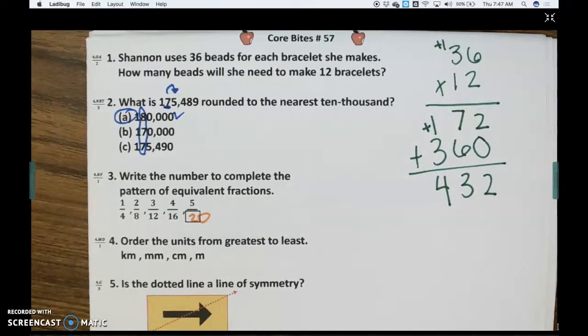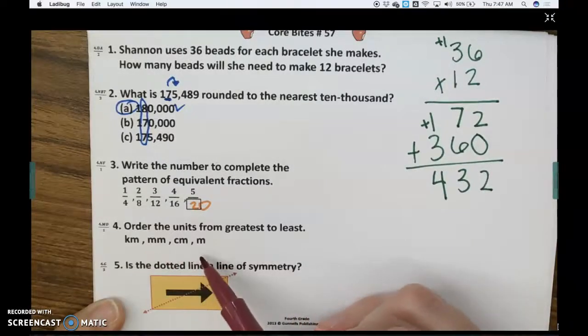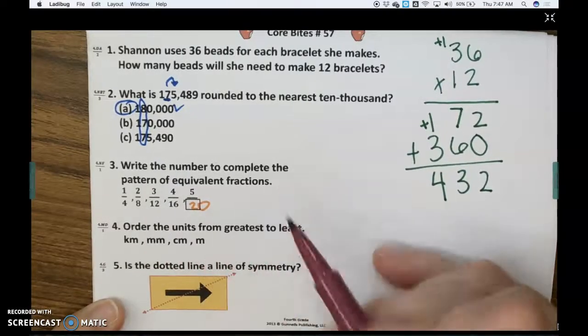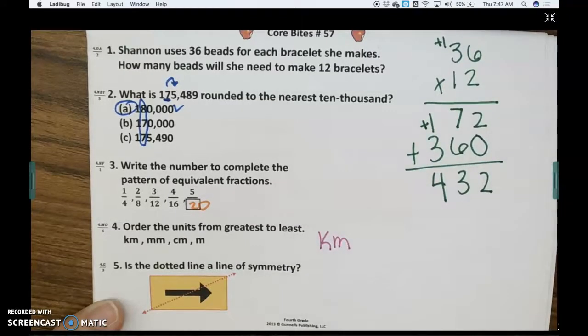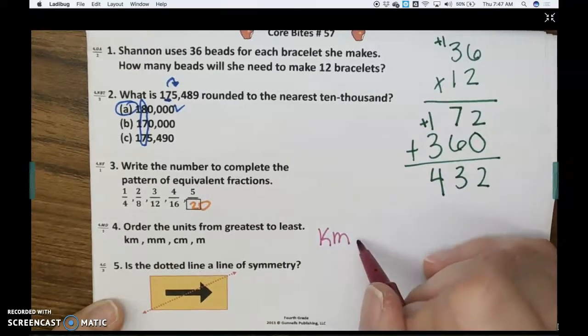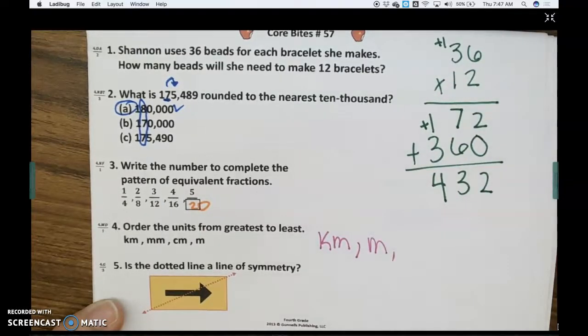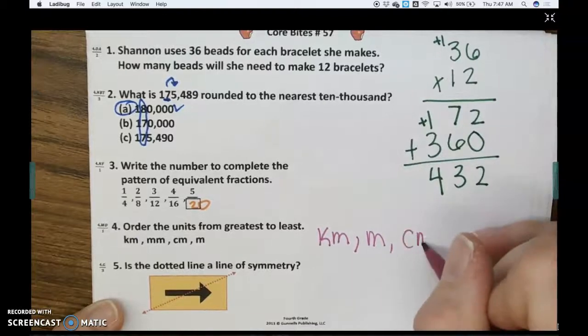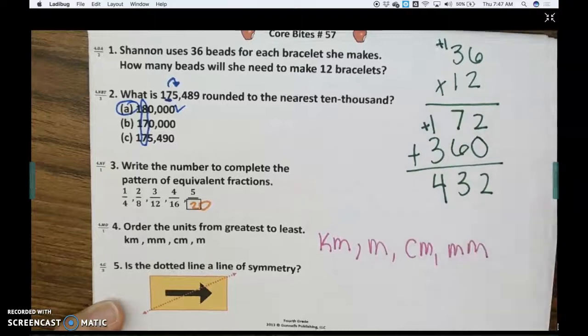Order the units from greatest to least. So we have kilometers, millimeters, centimeters, and meters. So largest to smallest. So a kilometer is similar to a mile, right? But it's in the metric system. So then you would have the meter, like a meter stick, similar to a yardstick. And then you would have centimeters, so think of inches. And then you would have millimeters, which would be your smallest.